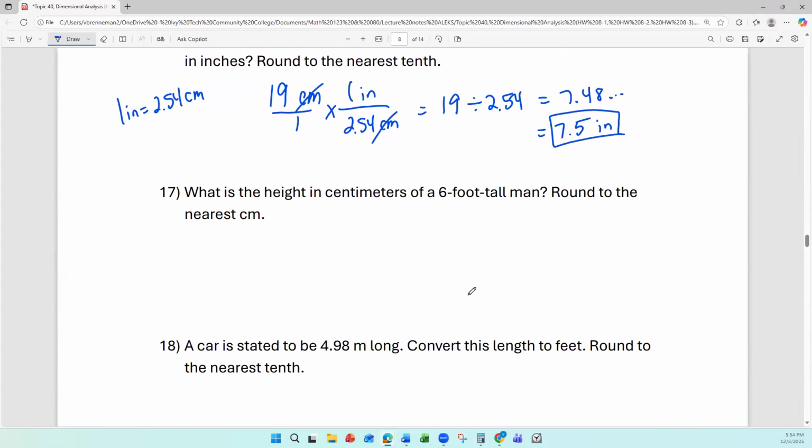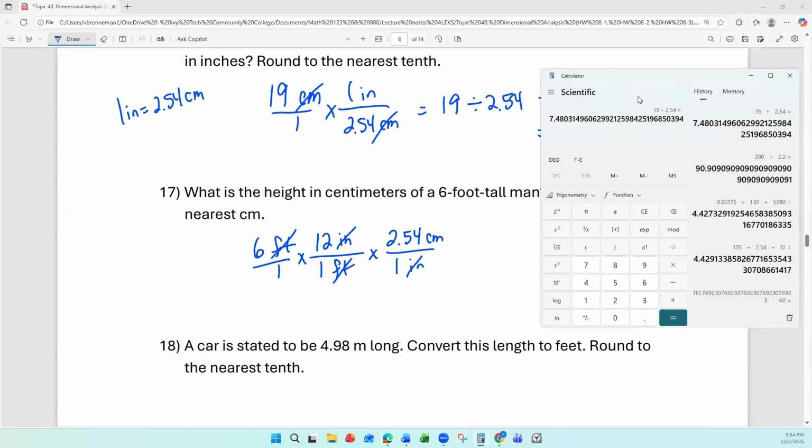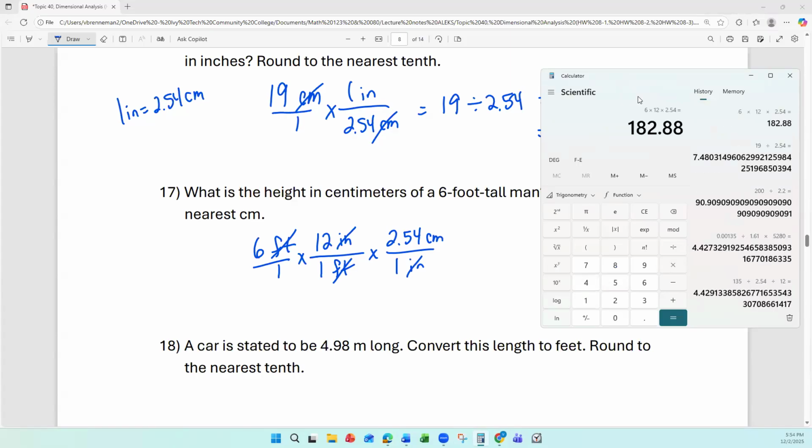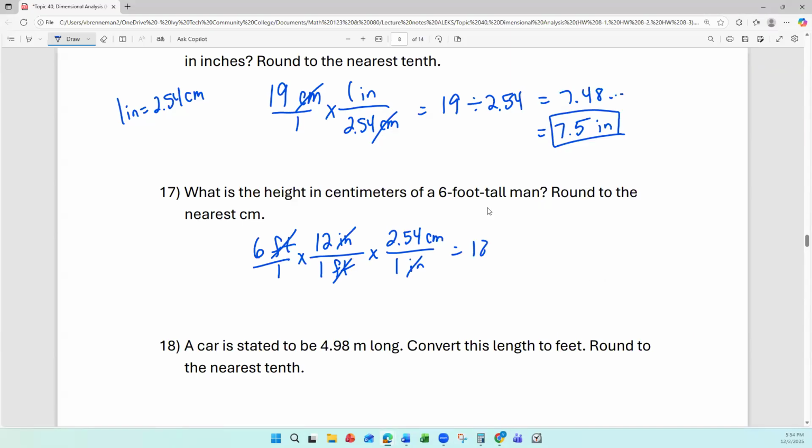Number 17, the height in centimeters of a 6-foot tall man. We start with the 6 feet over 1. First, convert feet to inches. So 1 foot is 12 inches. Now we can use the inch to centimeter. 1 inch is 2.54 centimeters. Again, always getting those units top and bottom so they cancel. Then that determines the calculations. This is going to be 6 times 12 times 2.54. And this is 182.88, or that rounds to 183 centimeters.